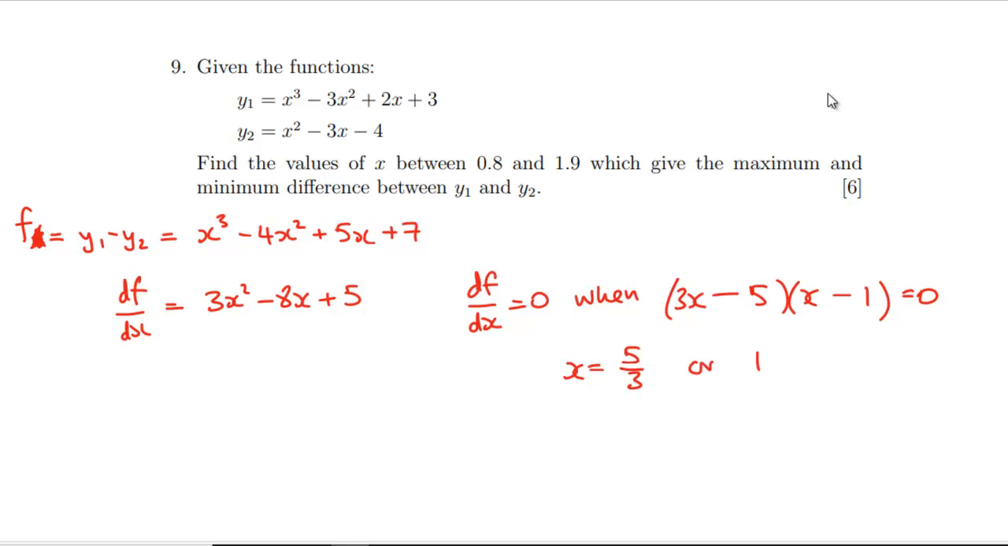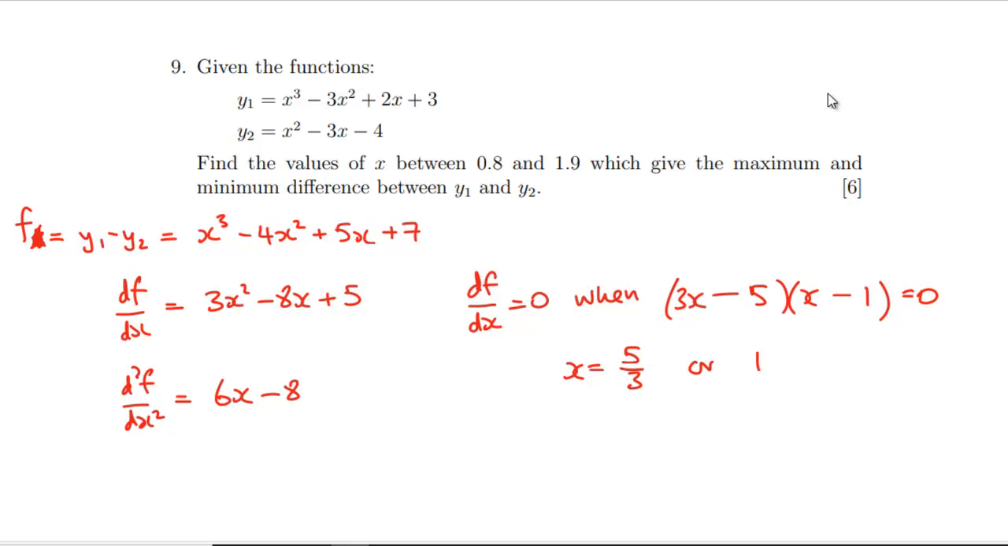They gave us a range, didn't they? Here we go. So they're both inside that range, 1.6 and 1. Well, not 1.6, 1.666. What am I trying to do? Find the values which give the maximum and the minimum difference. I suppose we want to actually know which one is which. So let's do the second derivative. So we've got 6x minus 8.